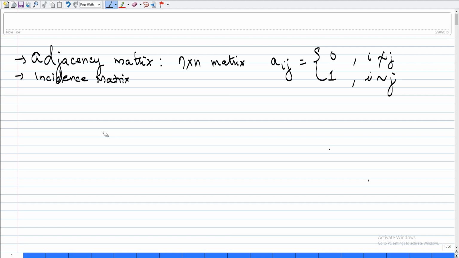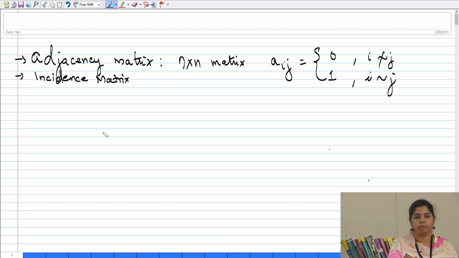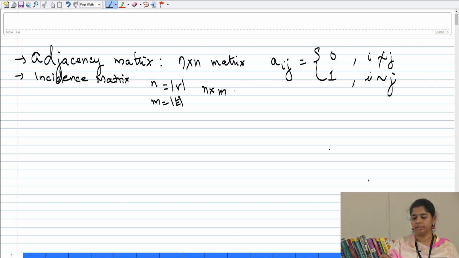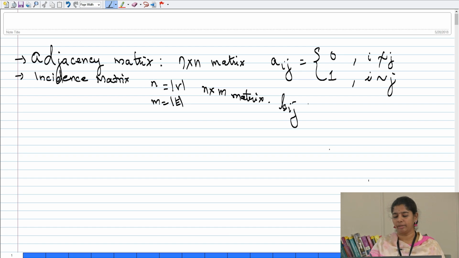And what about the incidence matrix? It is an n cross E matrix. So, what is the E? Number of edges, right. In standard books, if you see, they follow n to be the number of vertices, and if m is the number of edges, then we say it is an n cross m matrix, right. So, what is the relation? How do you define the matrix, guys? So, we have B_ij as a matrix.